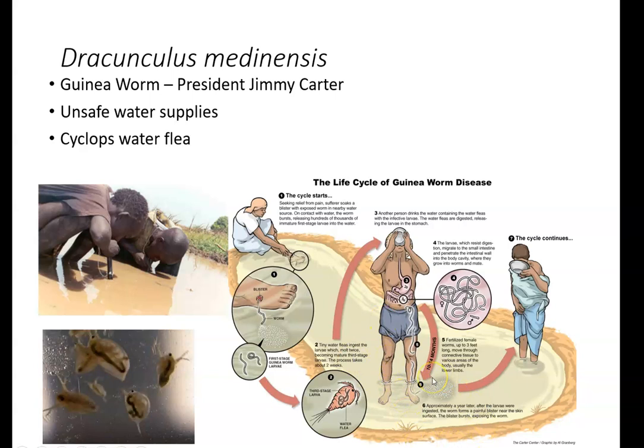Okay. And the worm will leave the body out of the skin when you go into the water again. And so then they'll lay more eggs, and the larvae go into the water fleas, and then the people drink more water, and we go over and over and over again. Okay.